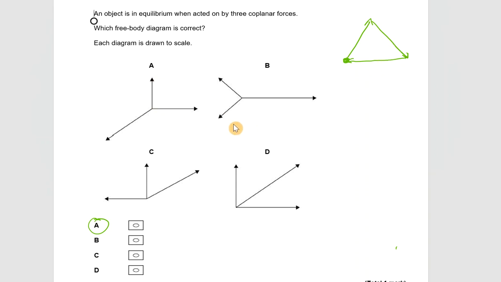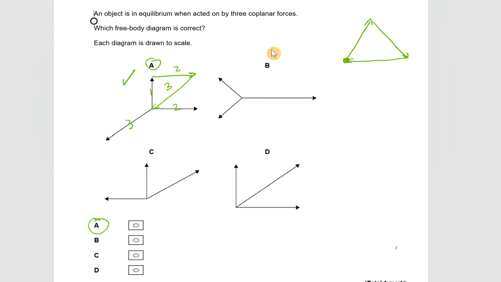So let's just have a look at these three diagrams. Let's label these forces 1, 2 and 3, and then let's start putting these forces together. So let's put force 2 on the end of force 1, excuse my drawing, and then let's put force 3 on the end of force 2, and yes, I would say that produces a nice triangle, so A is correct.